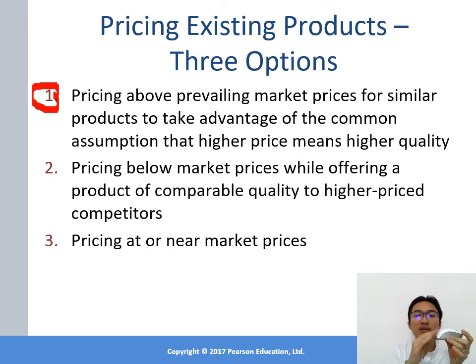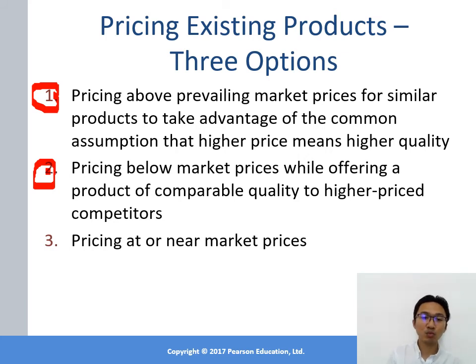So we sell it at slightly above, maybe 55 ringgit. And it gives the impression as if this is actually a higher quality price. That's why it is more expensive. So that's the first one. The second one, we can then price our product below market price, but we offer more or less similar quality. This is where we tackle people who like products which are cheaper compared to competitors.